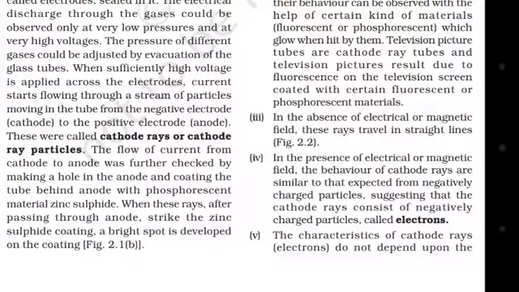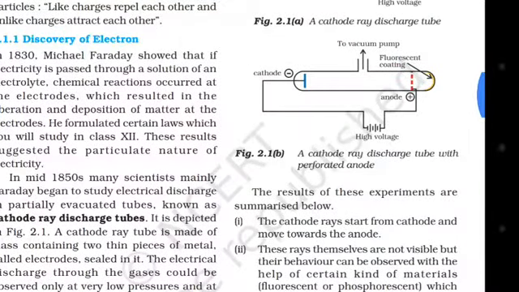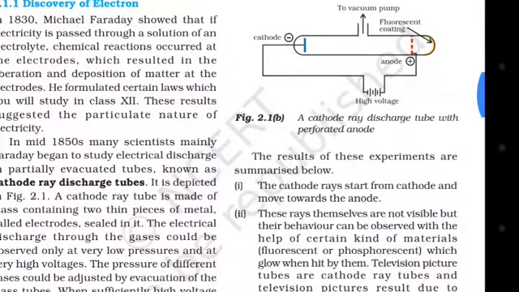The flow of current from cathode to anode was further checked by making a hole in the anode and coating the screen behind the anode with phosphorescent material, zinc sulfide. When these rays, after passing through the anode, strike the zinc sulfide coating, a bright spot is developed on the coating, as we can see in figure 2.1b. Okay, here we can see the bright light. Figure 2.1b, a cathode ray discharge tube with perforated anode. Observe it, friends, yourself. The results of these experiments are summarized below.